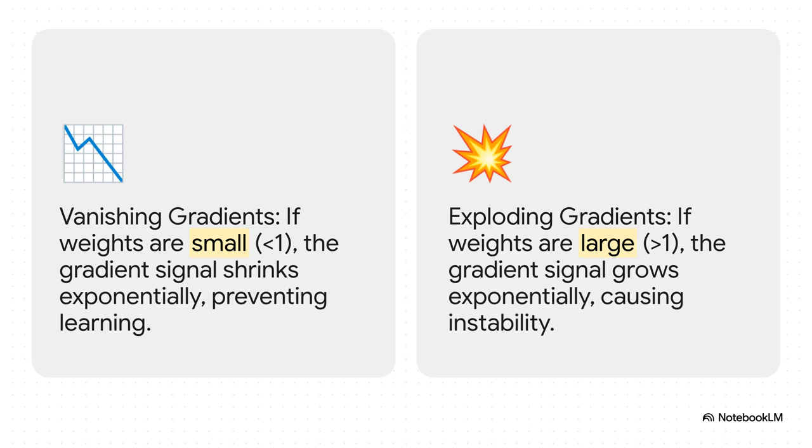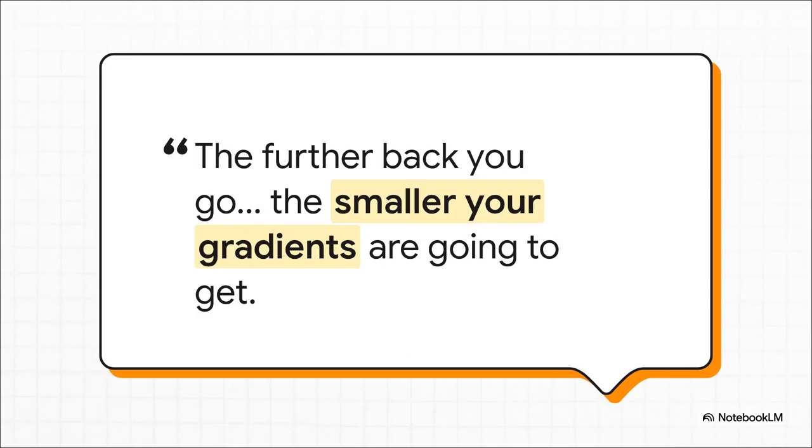But if the values are large, the opposite happens. The signal grows exponentially until it's a massive chaotic number that just wrecks the whole training process. That's an exploding gradient. So what does this mean in practice? It means the network develops a really bad case of short-term memory. It literally forgets the beginning of a long sequence by the time it reaches the end, because the error signal from the end is just too weak to travel all the way back to the start and make a difference.